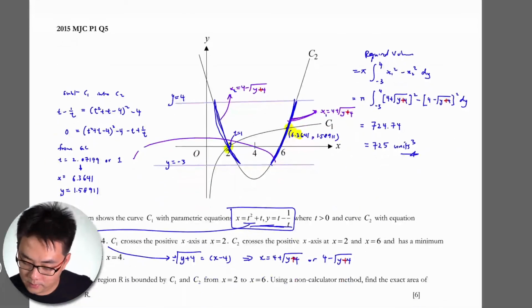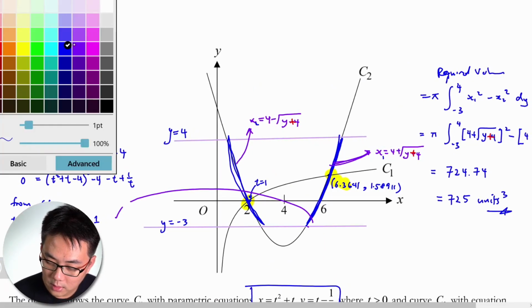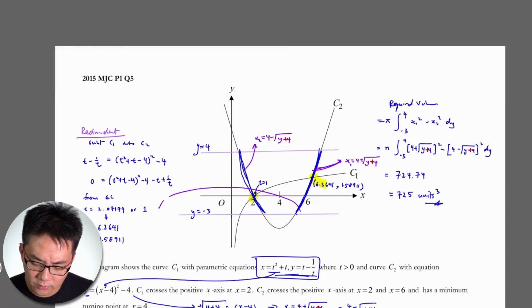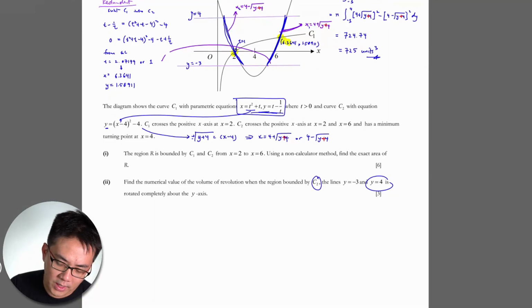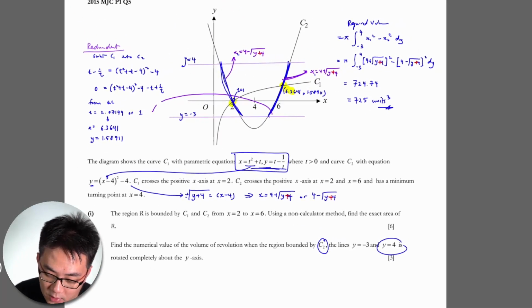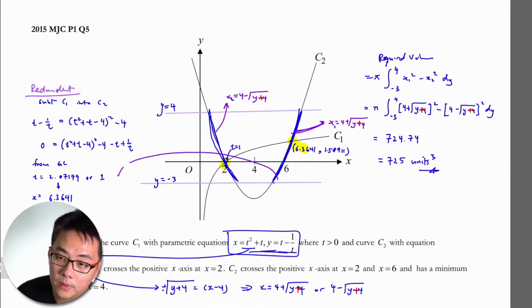Okay, that's about it. So this is redundant actually, so just know. But I thought that the volume was between C1 and C2, but it's not, so you don't really need to find the intersection. If it is, then you need to find it, okay? But in this case, it's just C2, so you don't really need to find it.